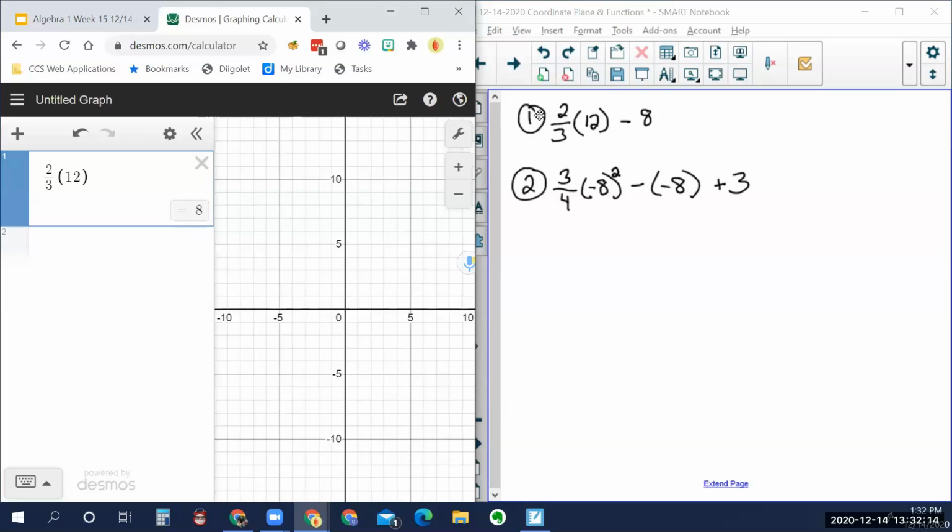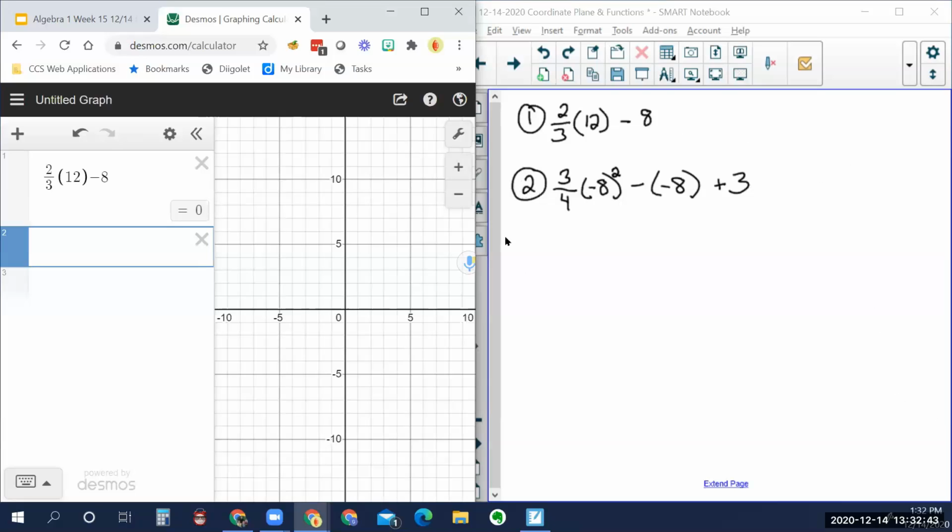And then the last part you see right now, the 2/3 times 12 gives me an 8, but the last part of that expression is minus 8, which leaves me with a final answer of 0. Does anybody have a question there? So I could erase that and redo it, or I could just come down here and create another expression.